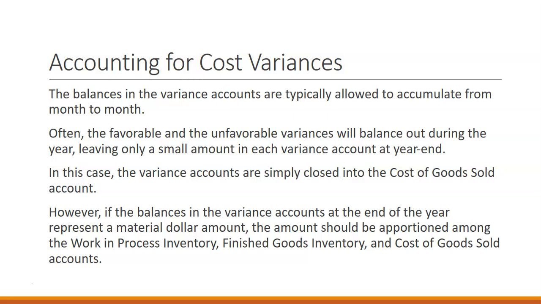However, if we have material dollar amounts in our variance accounts at the end of the year, then we should apportion those among work in process inventory, finished goods inventory, and cost of goods sold accounts. Remember, what constitutes a material dollar amount varies from company to company.